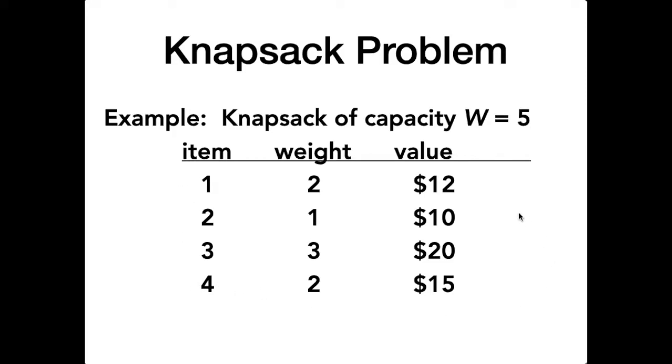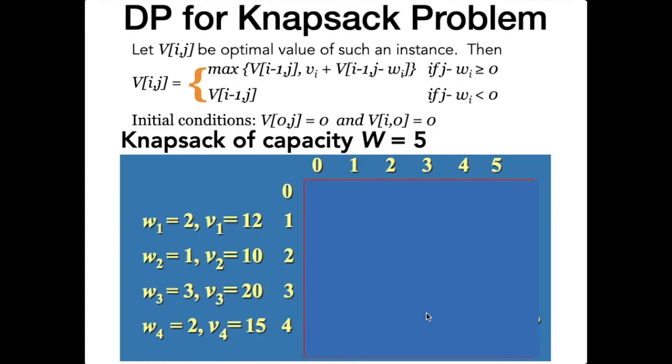So, for the dynamic programming approach, the way to do it is by populating the matrix. And the definition of the matrix is this. Remember when we defined our small instance, where all we know is the first I items and a limited capacity J. So, the content of the matrix will be V(i,j).